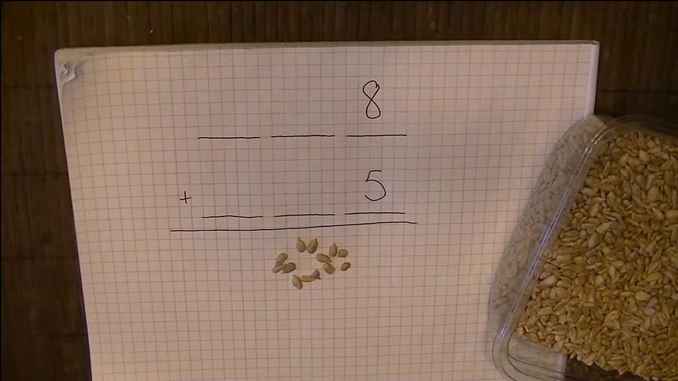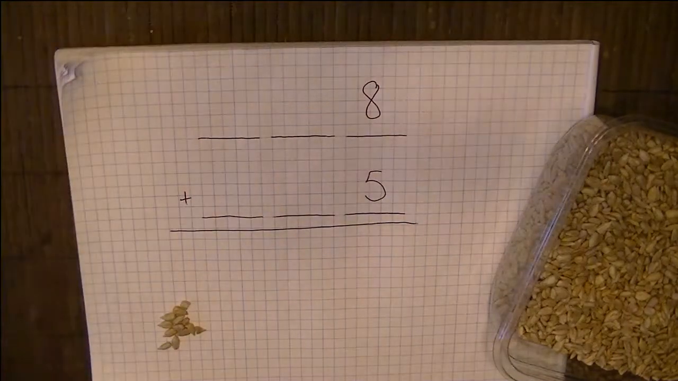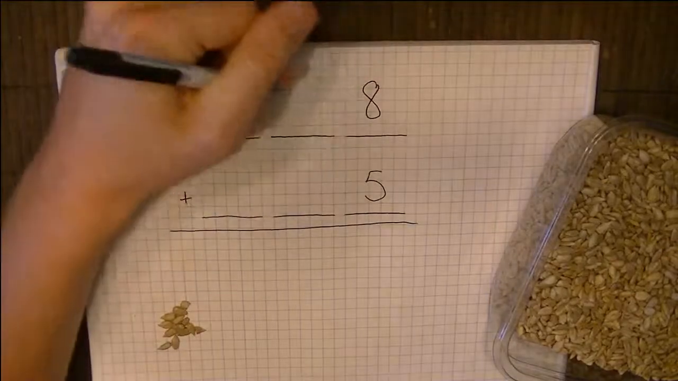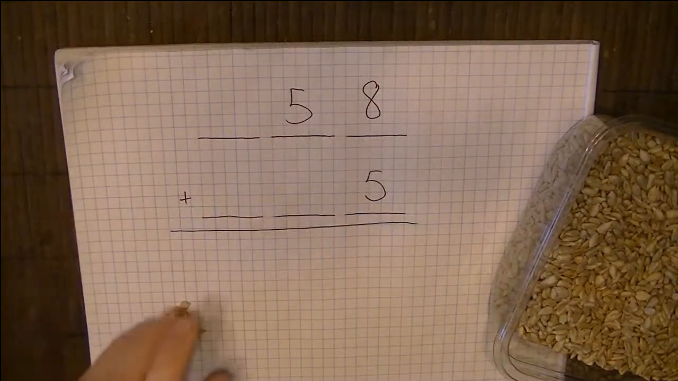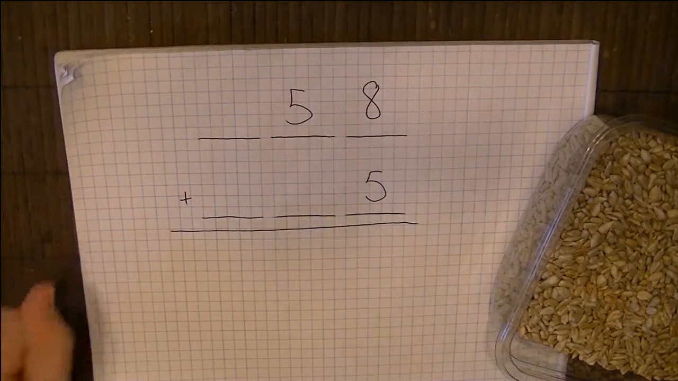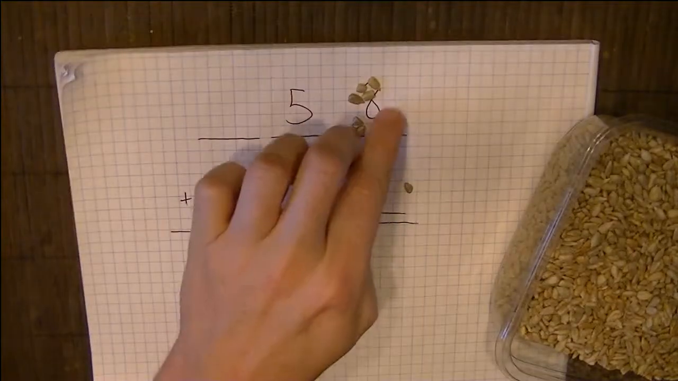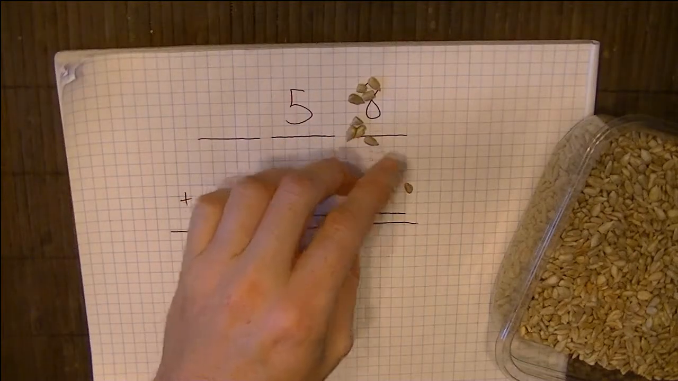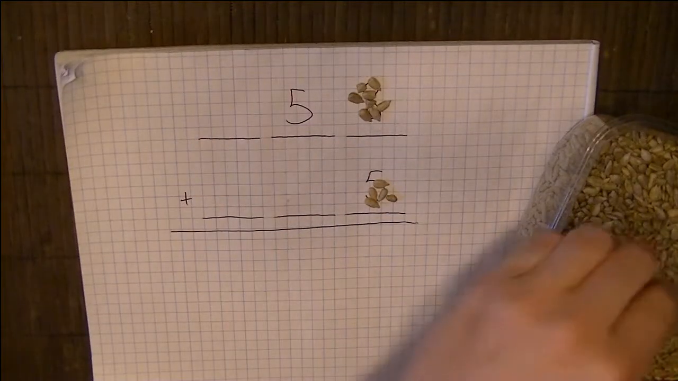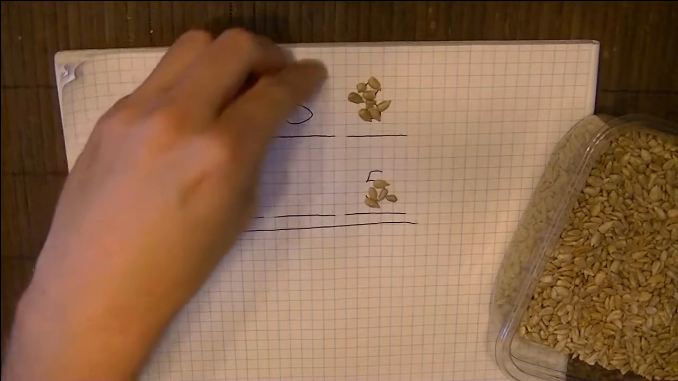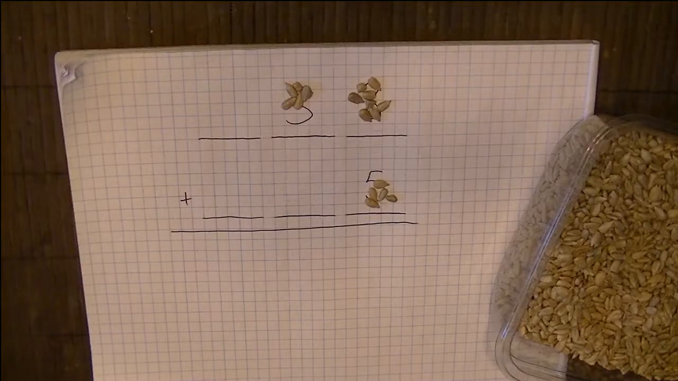No surprises. Okay, good. So now the question is, that's all well and good, but what happens if I have, say, 58 plus 5? Well, I'm glad you asked. So my 8 sunflower seeds go up there, and I have 5 sunflower seeds here, and now I'm going to put 1, 2, 3, 4, 5 sunflower seeds here to represent the 5 of 50.